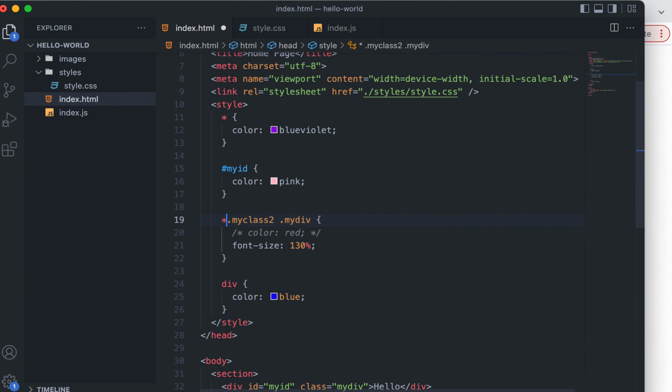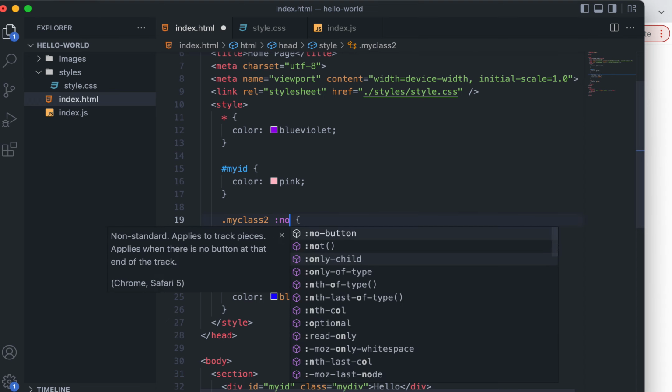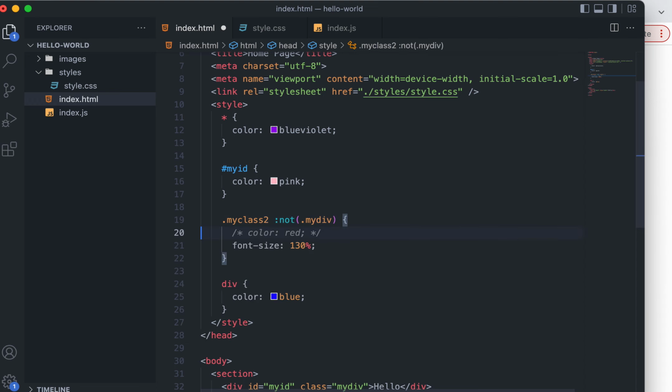And now again, if you see something like not, we discussed that we should not use not, but just for the sake of specificity, we see that it is still 020, because this not is not adding any specificity.